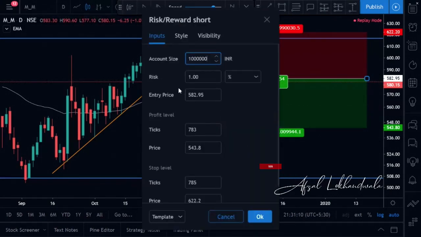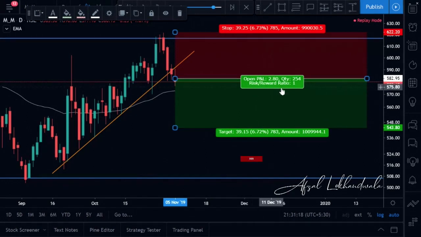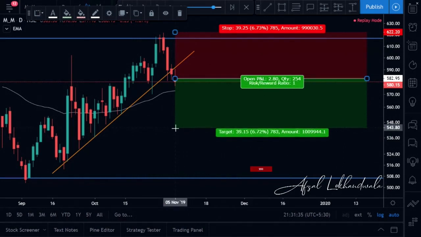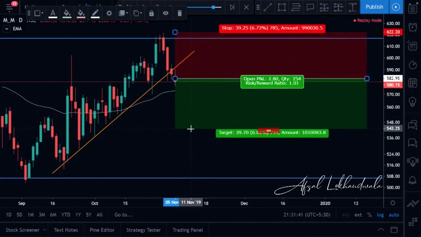Let me double click on it. Let me select style and let me uncheck it. Now you can clearly see the risk reward ratio 1, quantity 254, stop loss is 39.25 points and the target is 39.15. If you increase the target, you see that the risk reward ratio is improving. If you reduce it, let us keep it again 1:1. Here we go. So now you can see that the risk reward ratio is set to almost 1:1, right?